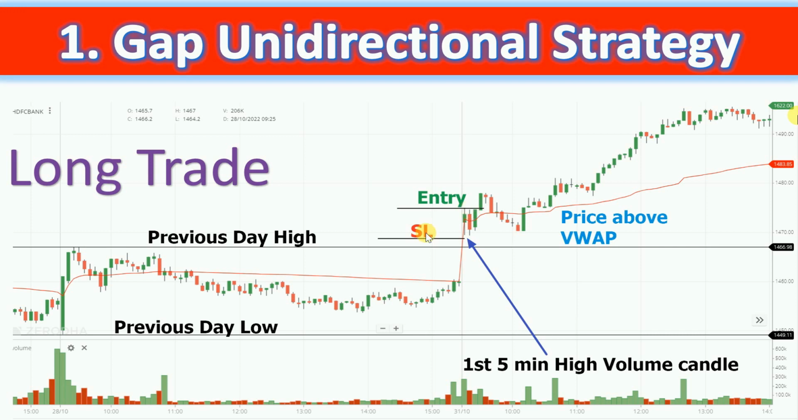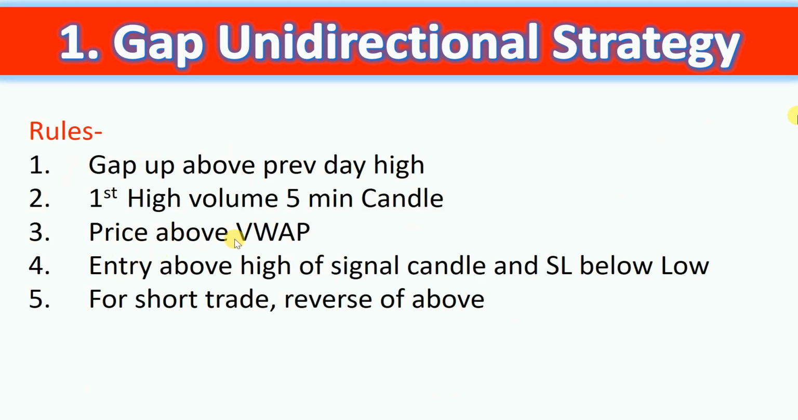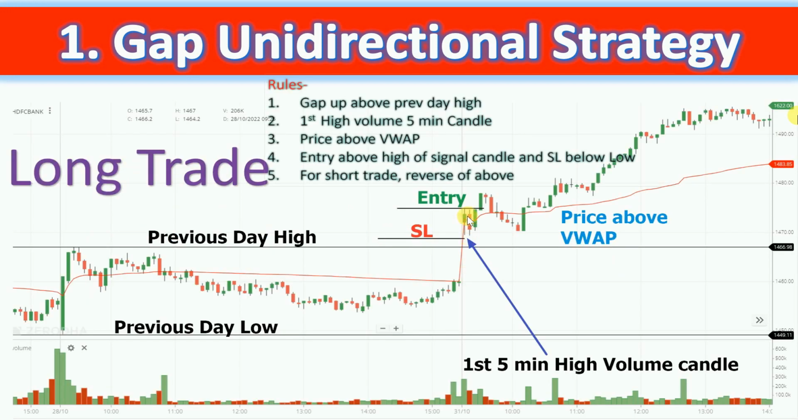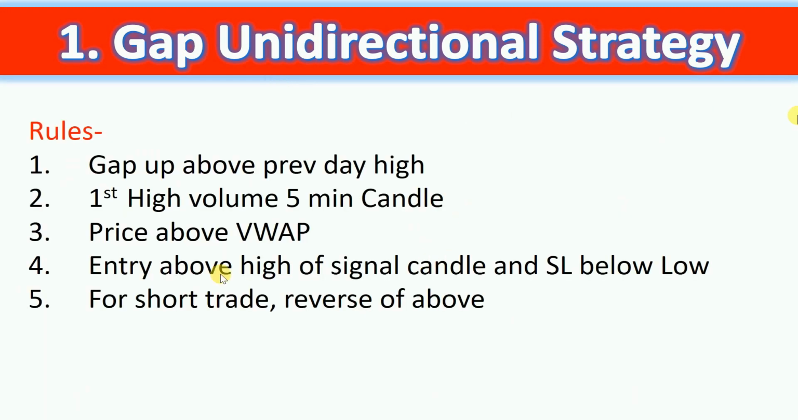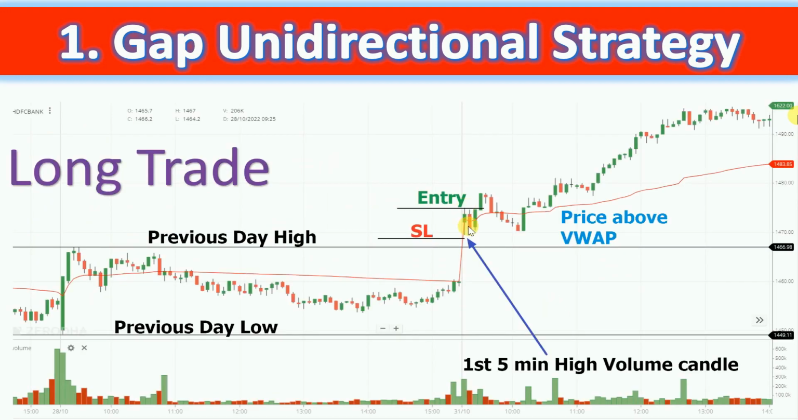So our third point is prices should be above VWAP. In this case, the close price of the 5-minute candle is above VWAP, and entry is above the high of the signal candle and SL below the low. So the first 5-minute candle will be our entry or signal candle. So we will go long at the high of this candle and we will put the SL below the low of the first 5-minute candle. And your target may be 1:3 or 1:5 in an intraday trade. We will see the short trade as well.